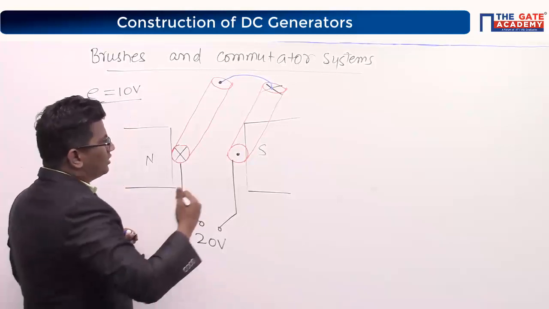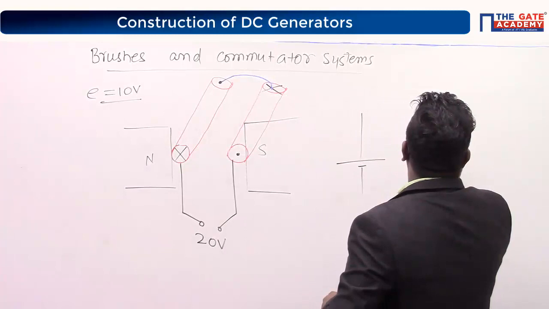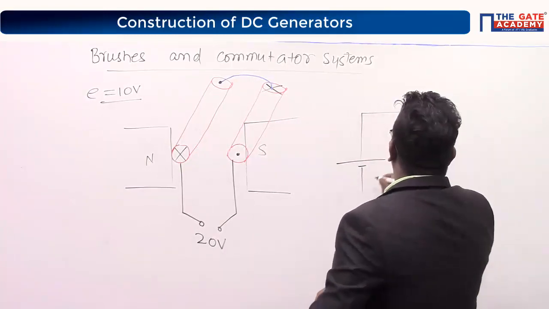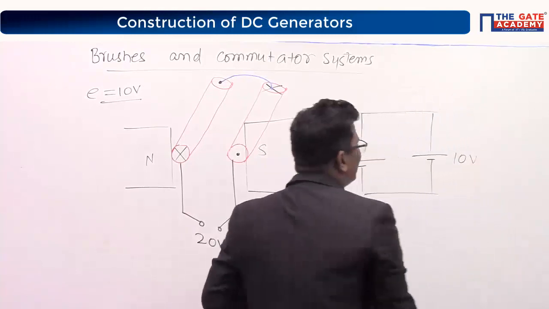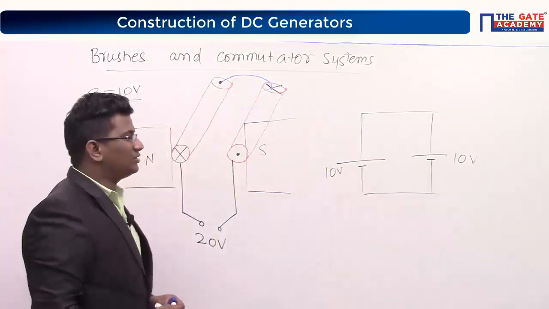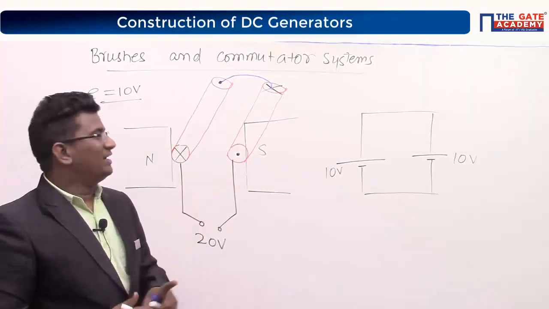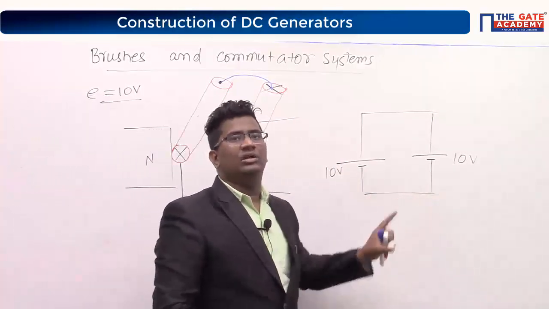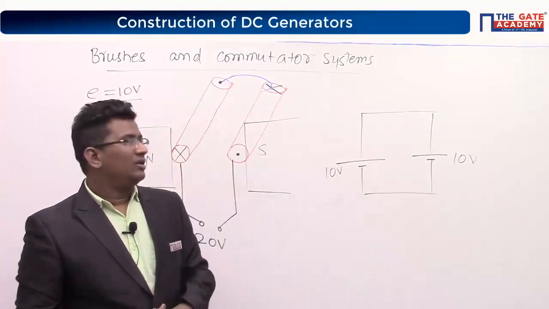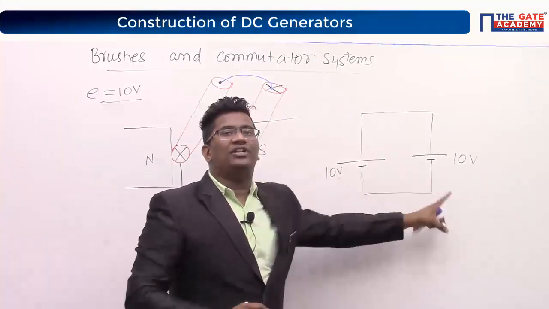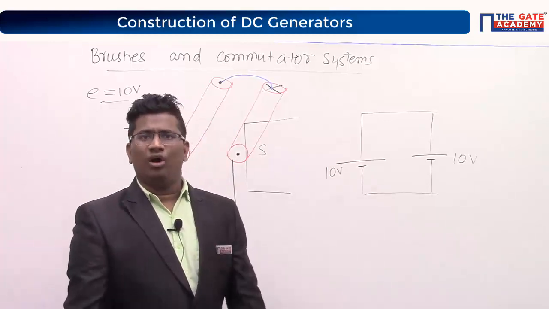Now look here, then you may get it. I have two batteries like this, both 10 volts. If I connect them like this, what is the potential difference between these two? Zero. So I want to get more voltage.